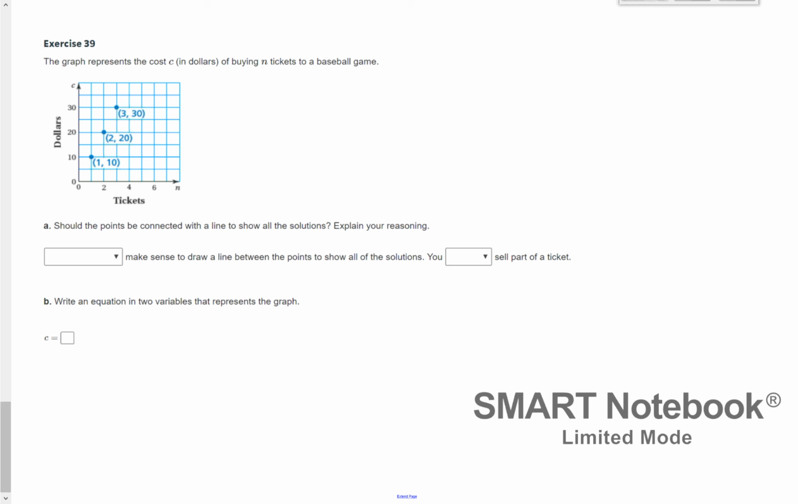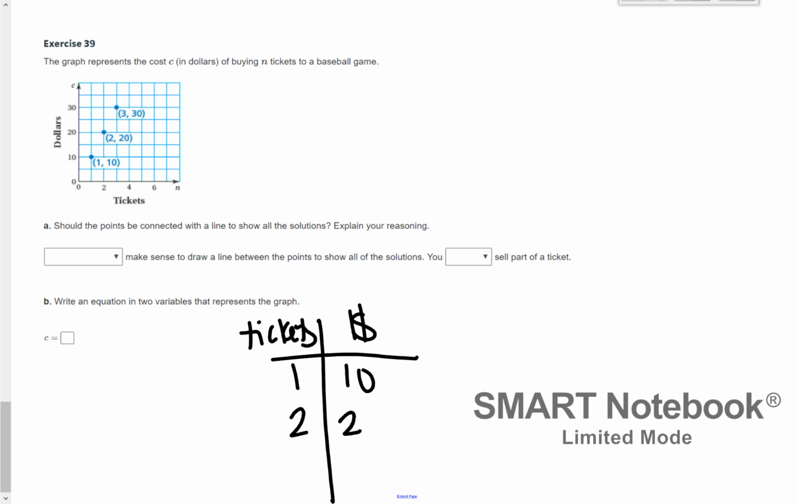Part B, we're writing that equation. My suggestion to you, again, I'm just going to set you up, is to make a table. We have tickets is our X, dollars is our Y. And I would go through and pull out those points. So for 1 ticket was $10, 2 tickets was $20, 3 tickets was $30.